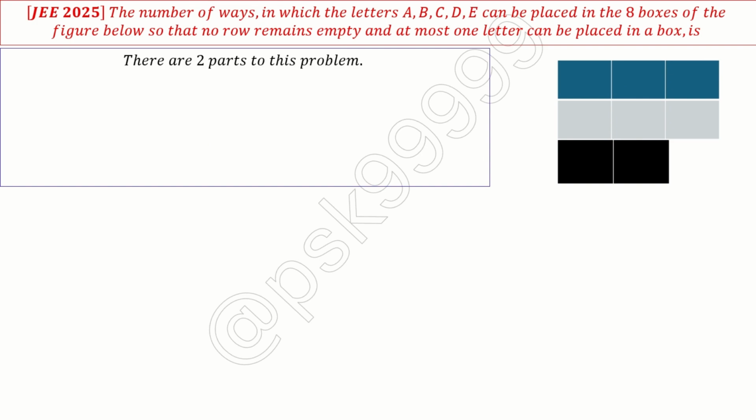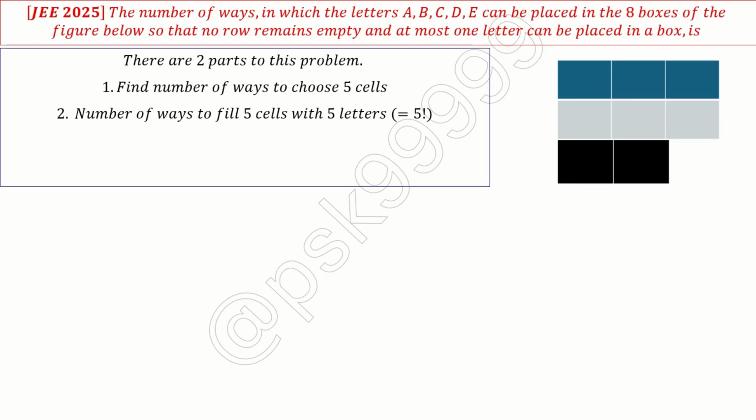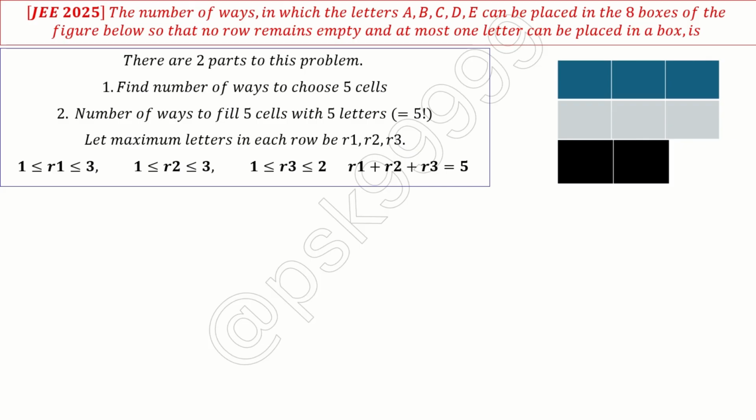So there are two parts to this problem: find the number of ways to choose 5 cells, and the number of ways to fill 5 cells with 5 letters, that is 5 factorial. The second part is done actually; we need to just do the first part. Let the number of letters in each row be R1, R2, and R3. Then the condition is R1 is between 1 and 3, R2 is between 1 and 3, R3 is between 1 and 2, and R1 plus R2 plus R3 is 5.